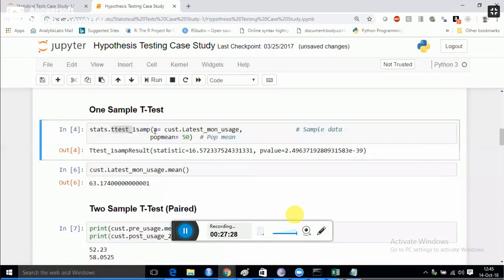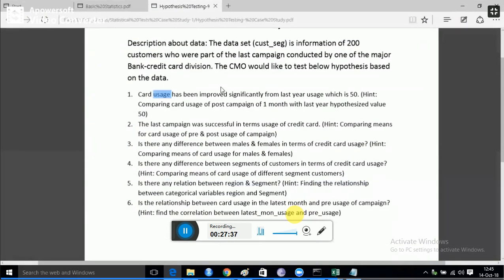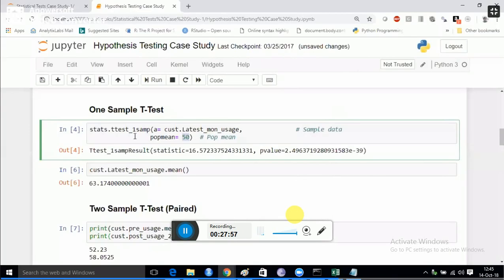So A happens to be my actual input. My hypothesized mean is 50. So this is the question: card usage has been improved significantly from the last year usage, which is 50. Comparing credit card usage of post-campaign 1 month, or latest month, whatever, this hint is a little bit incorrect over here. You have to use latest month usage with last year value of 50. So A is equal to latest month, population mean is equal to 50.